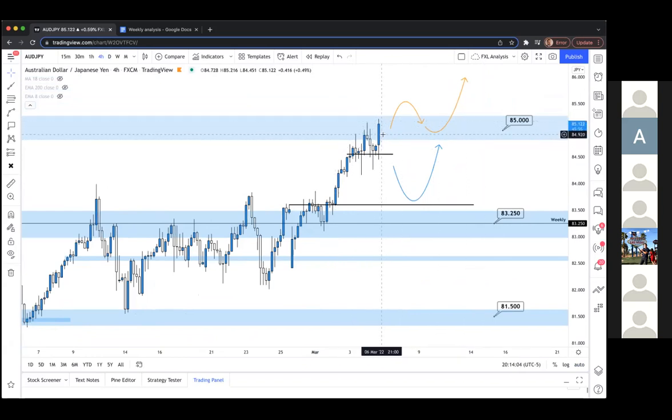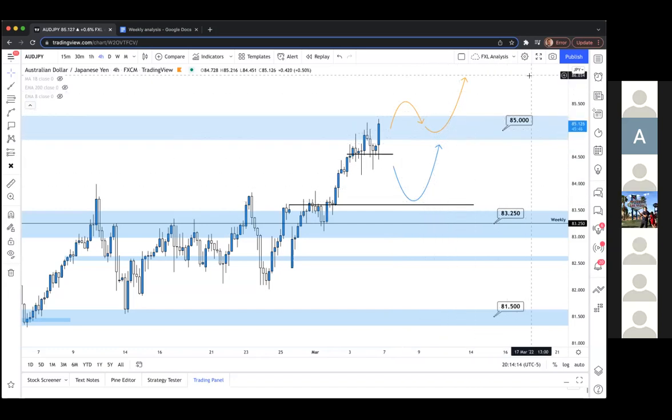And from here, ideally we want to see a pullback. We want to see structure, normal conditions, want to see a higher low. And then we could play that up towards 85 again, and then bet on the break or rejection, whatever, we'll reanalyze at that point. So that's the most likely scenario. That's where the highest probability trade is going to be.